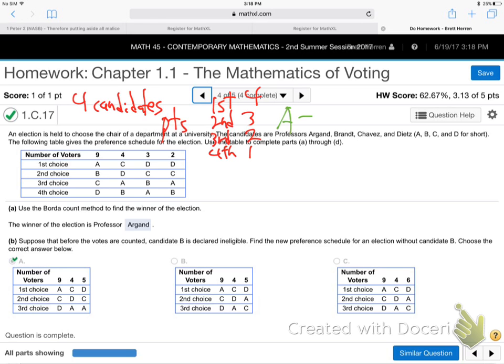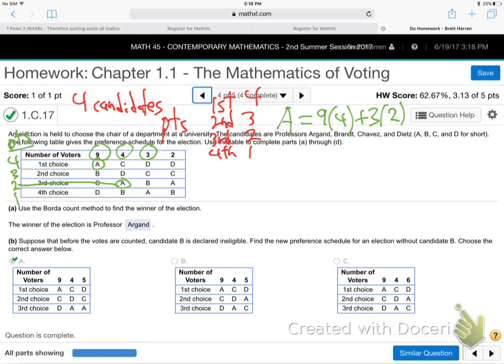So A gets, so these 9 people, they put A first. So that's 9 people times 4 points each for A. Is that good? It's going to be 36 total points. You use your calculator to do all this, right? Let's see how I'm coming up with those numbers. Because first place gets you 4 points. Here's the points. Get you 4, 3, 2, and 1. These 4 people put A third, which means 2 points each. Makes sense?